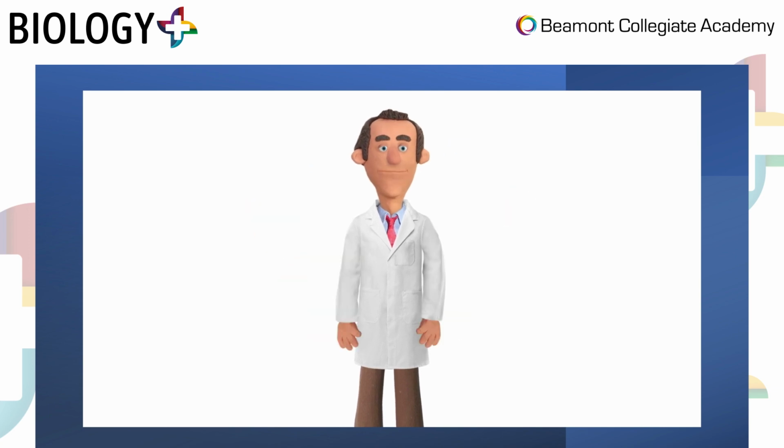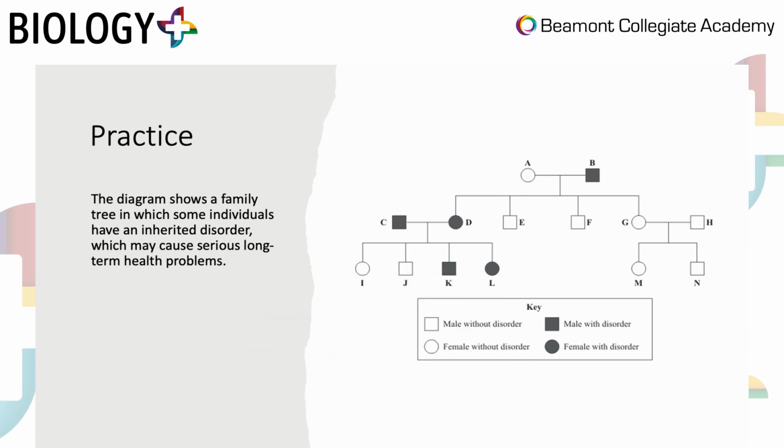Time for a question. Now for some practice, the diagram shows a family tree in which some individuals have an inherited disorder which may cause serious long-term health problems. Again, we have 3 generations. We have people affected in every generation. Take a minute to look at this diagram and possibly annotate it.